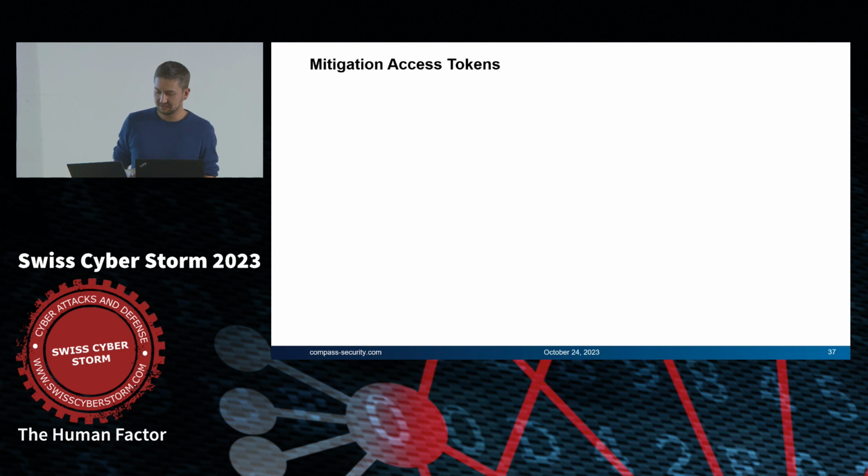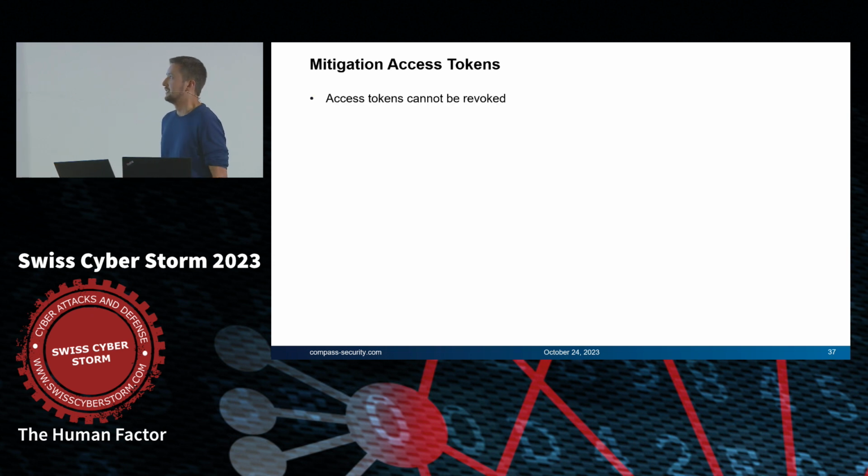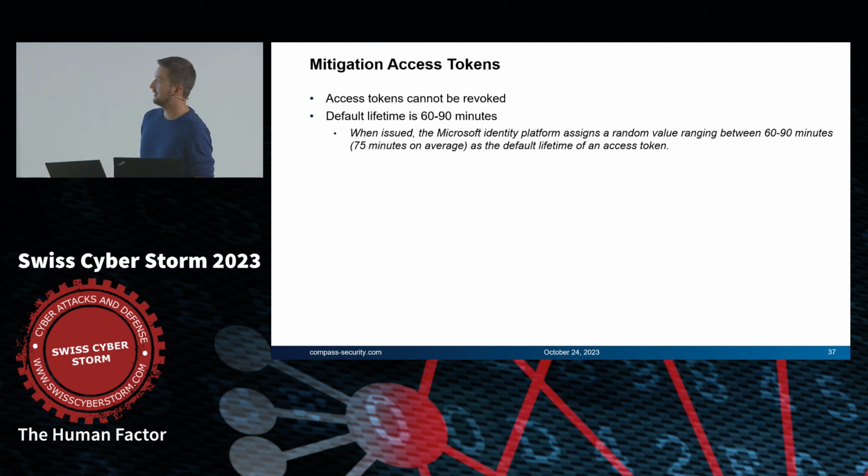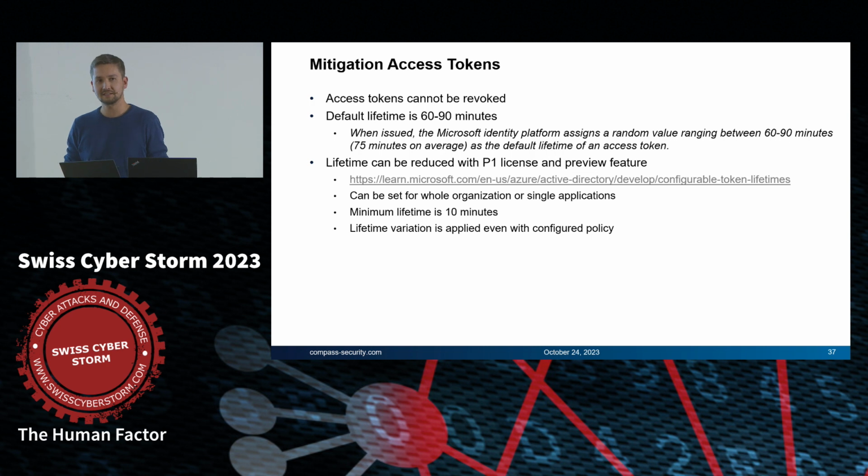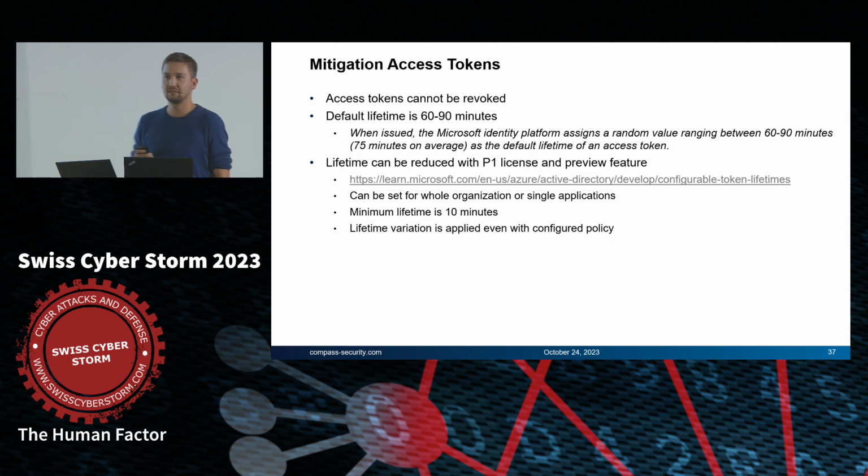So access tokens, as I mentioned, you cannot revoke them. They are valid as long as they are valid, by default 60 to 90 minutes. But if you're lucky and you have a P1 license, there's a preview feature where you could reduce this time to about 10 minutes, but there will also be some variations. So it's something like 10 to 15 minutes. You cannot go below that value.